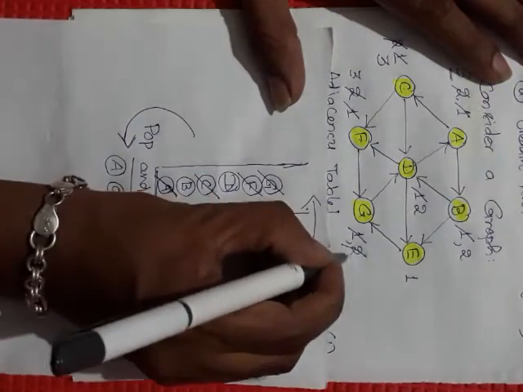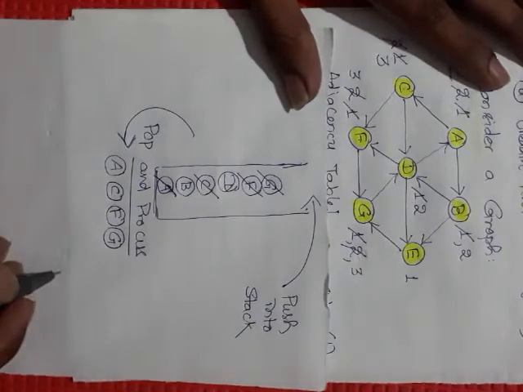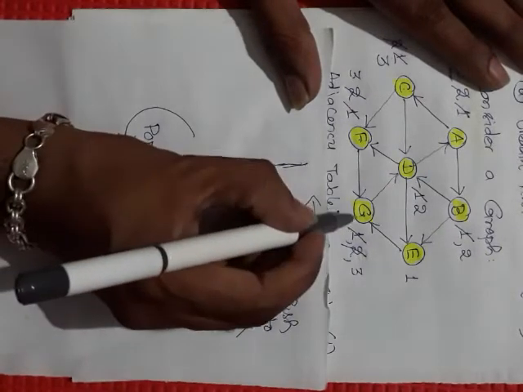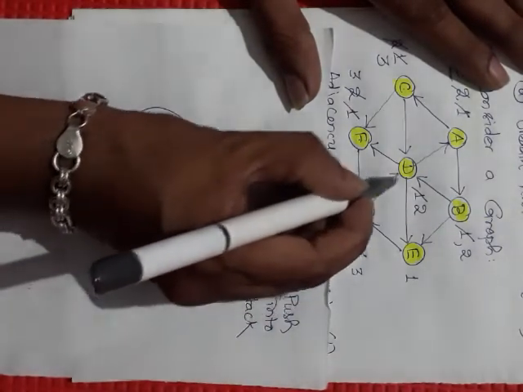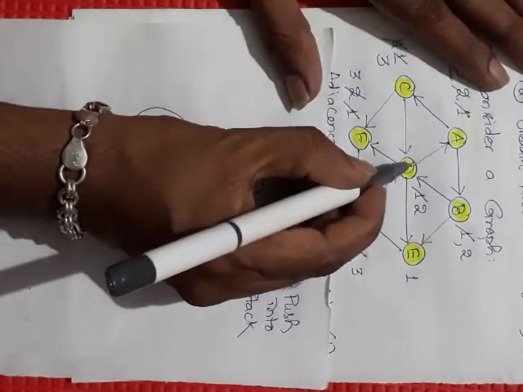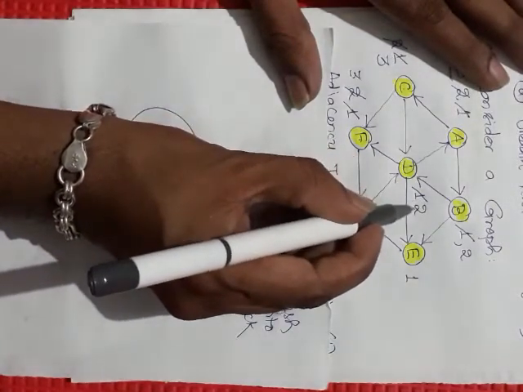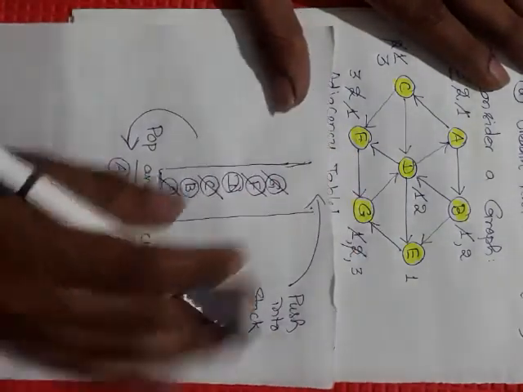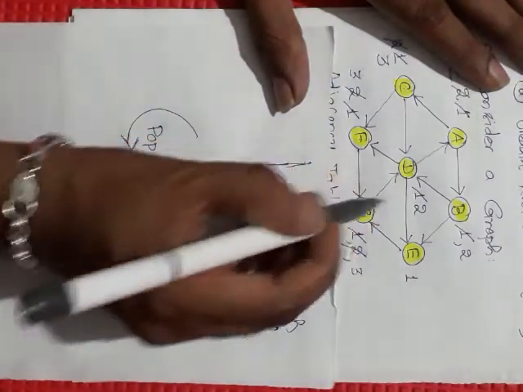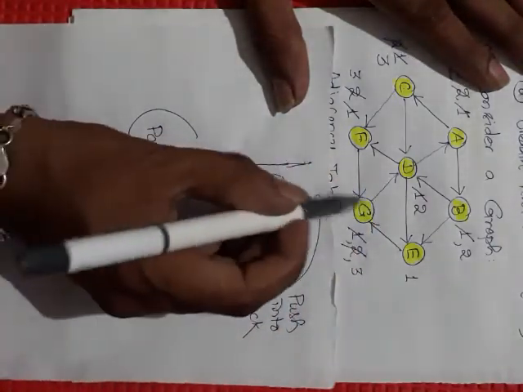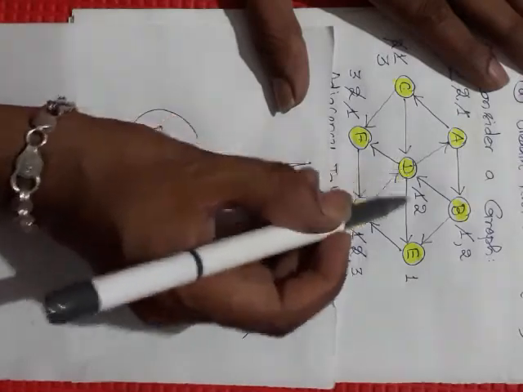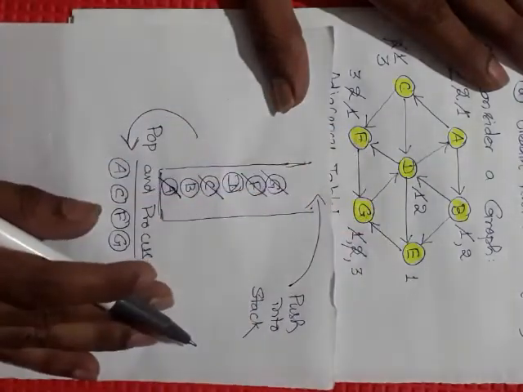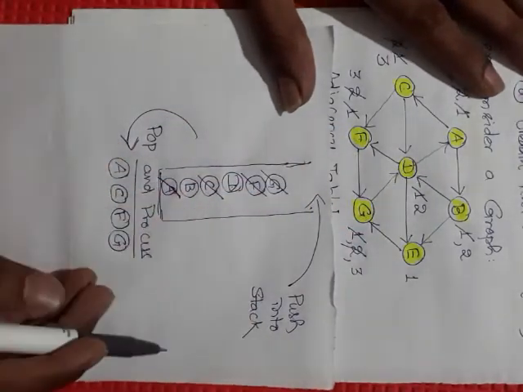Node G is popped out and processed. What is the adjacent of G? You can observe there is only one outgoing edge, which is nothing but D. Check its status, it is already waiting in the stack. If it is in ready state, that is 1, then we will push. So there are no adjacent nodes in ready state available at this instance. So nothing will be pushed.